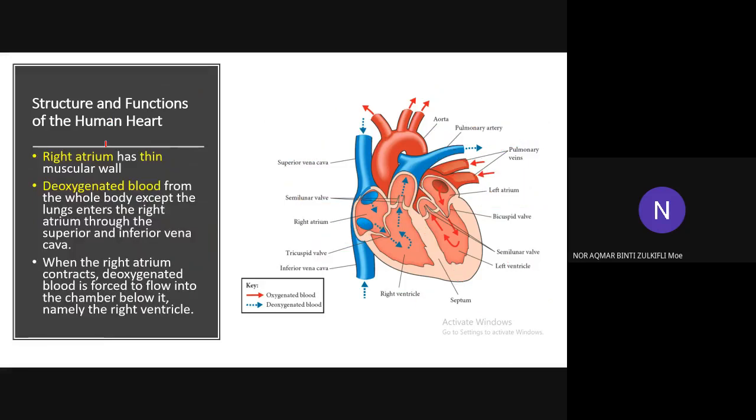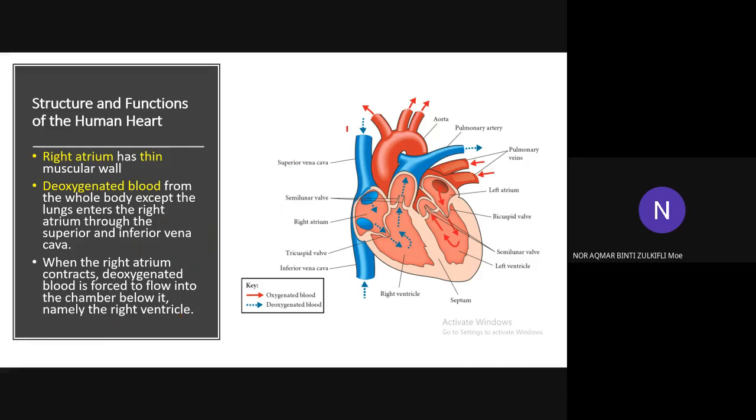So there are a few functions for the right atrium. The characteristic of the right atrium is a thin muscular wall. Deoxygenated blood from the whole body except the lungs enters the right atrium through the superior and inferior vena cava. When the right atrium contracts, deoxygenated blood is forced to flow into the chamber below it, namely the right ventricle.